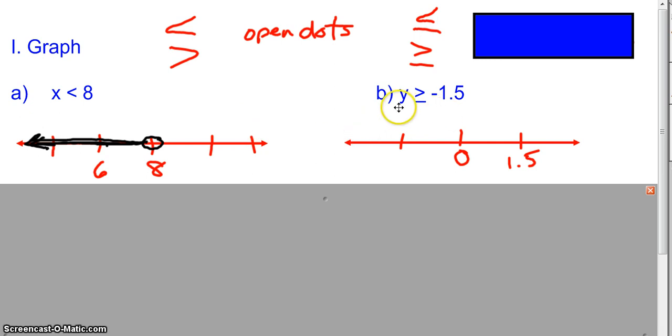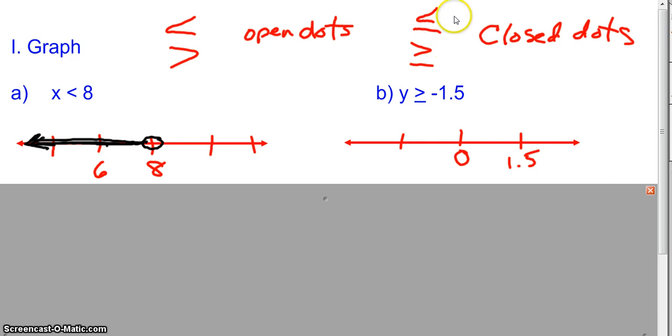Now let's look at B. B says y is greater than or equal to negative 1.5. So this is different, isn't it? Greater than or equal to. So could negative 1.5 be equal to negative 1.5? Yes, it is equal to. So what type of dot do you think we'll put on negative 1.5, everyone? Closed dot. A closed dot, not an open, it'll be closed. Good. So for the inequalities that have the equal part underneath there, we're going to use closed dots. Okay? So let's graph negative 1.5, which is right here. And we have a closed dot there, right?